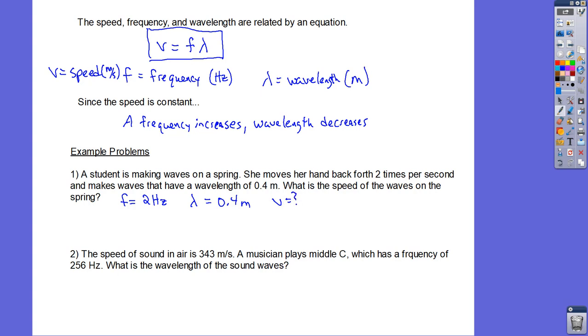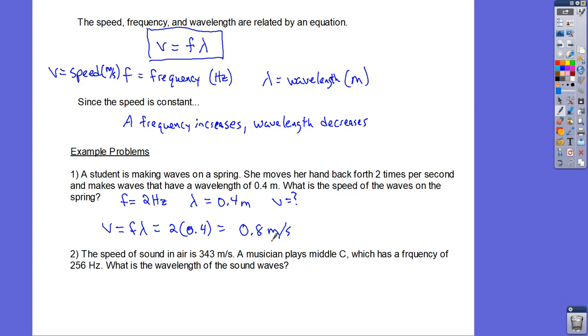Alright, well, we don't have to be a mathematical genius to figure this one out. We've got the equation. We know the speed is equal to the frequency times the wavelength. So I'm going to take 2 times 0.4, which is going to be 0.8 meters per second. Okay. Now, even if she moved her hand back and forth faster, maybe 5 times per second, the speed's going to be the same. The wavelength is going to get shorter, so that we would still end up with 0.8 meters per second.